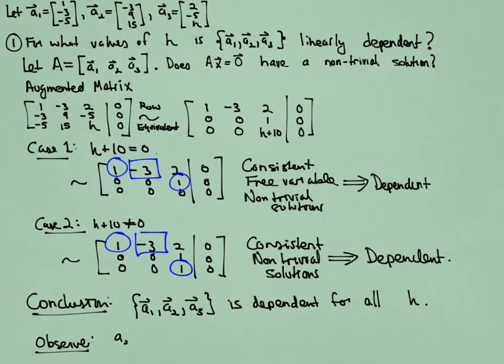It wasn't hard to see this in this particular example just by inspection. That second vector is in fact 3 times the first vector. And there is a linear dependence between two of the vectors in this set, and that's enough to conclude that the set itself is dependent.